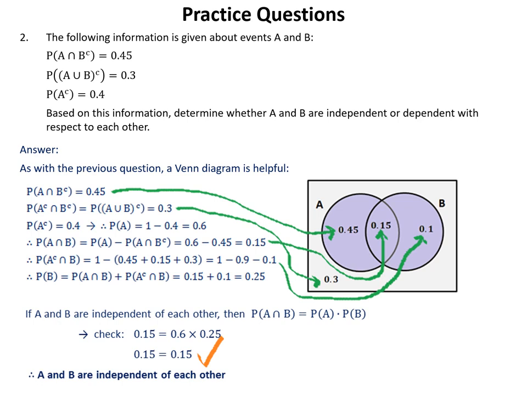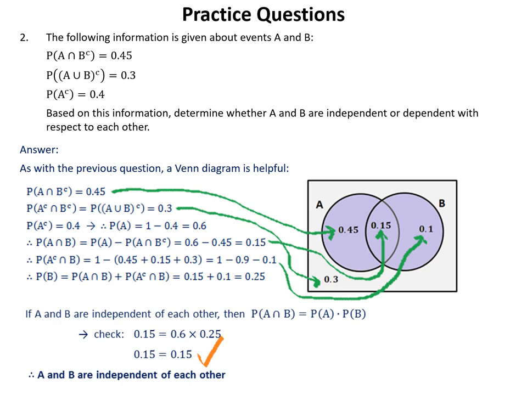So from that, we can do the test of independence. And recall that if 2 events are independent of each other, so if A and B are independent of each other, then the probability of A intersect B must equal the probability of A times the probability of B. So we test that. On the left side, the probability of A intersect B, that's that middle overlapping area, which we now know is 0.15.